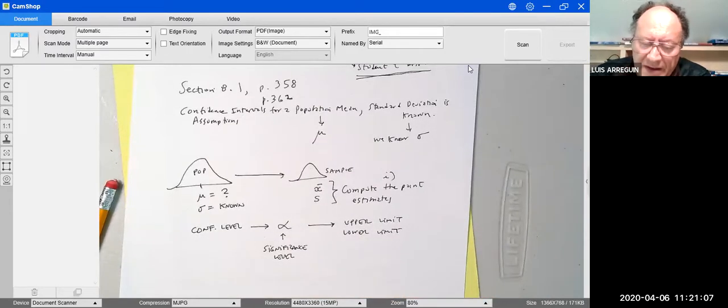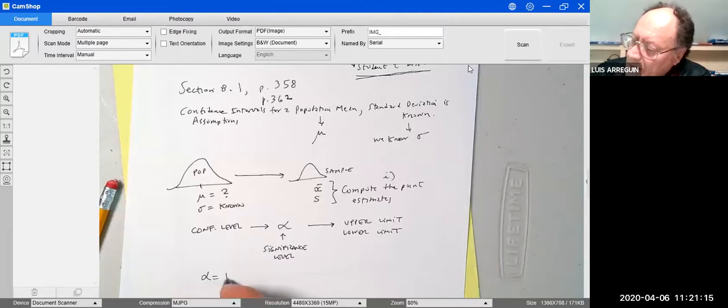So for this case, alpha is going to be usually 1 minus conf, the confidence level. The confidence level is expressed as a fraction of 1.